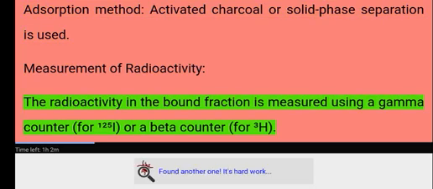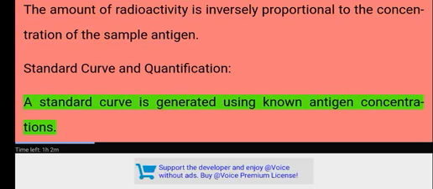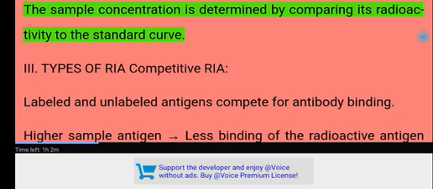The radioactivity in the bound fraction is measured using a gamma counter for 125I, or a beta counter for 3H. The amount of radioactivity is inversely proportional to the concentration of the sample antigen. Standard curve and quantification: a standard curve is generated using known antigen concentrations. The sample concentration is determined by comparing its radioactivity to the standard curve.